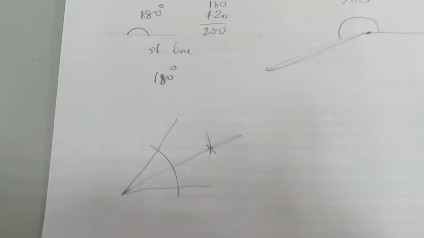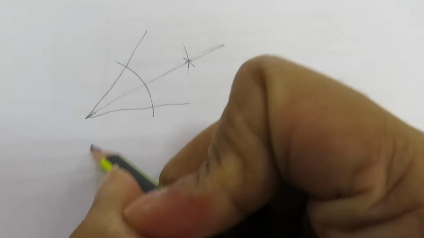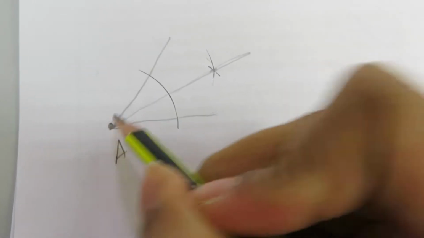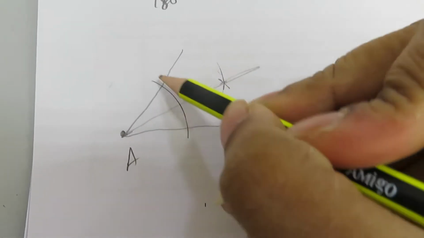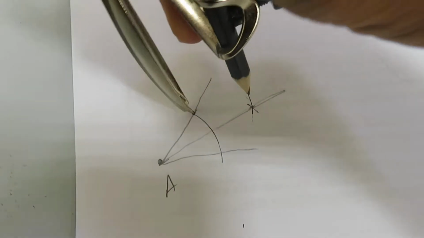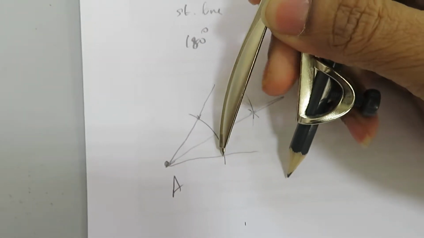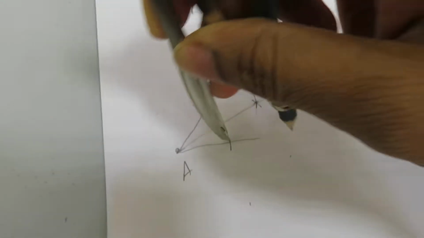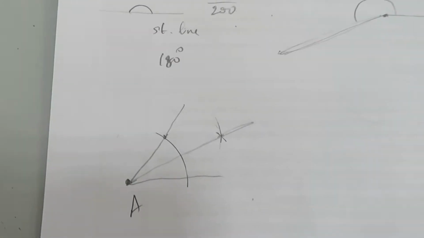Clear? So what is step number 1? Step number 1 is to keep your compass at the vertex. That is a fixed point, keep it at the vertex. Draw this arc. Second is to keep your compass at this particular intersection that you got and draw the arc. With the same measure, you keep your compass at the next intersection and draw the arc. And that's how you draw the bisector.